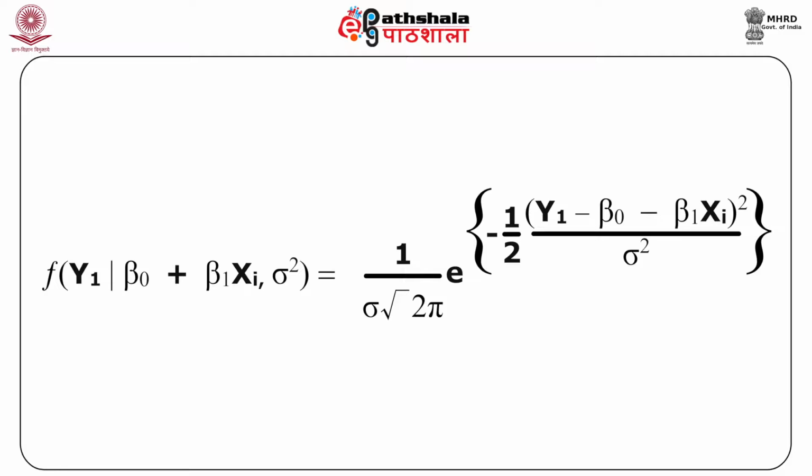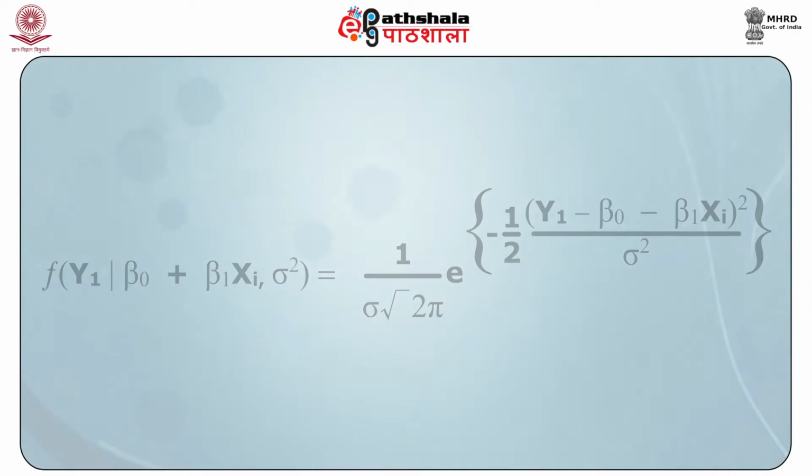f(yi | b0 + b1xi, sigma square) is equal to 1 divided by sigma root 2 pi into e to the power minus half (yi minus b0 minus b1xi) whole square divided by sigma square. This is the probability density function of a variable following a normal distribution with mean b0 + b1xi and variance sigma square.